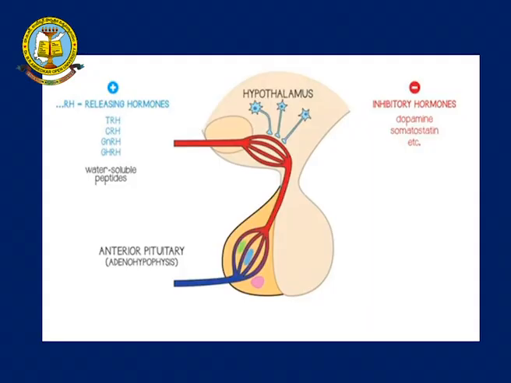So this is the overall anterior region: the releasing hormones are water soluble peptides. All hormones of the anterior pituitary gland, the adenohypophysis, are water soluble. Then there are inhibitor hormones, such as dopamine, somatostatin, and so many examples. Different hormones have different inhibitor molecules and different metabolisms.